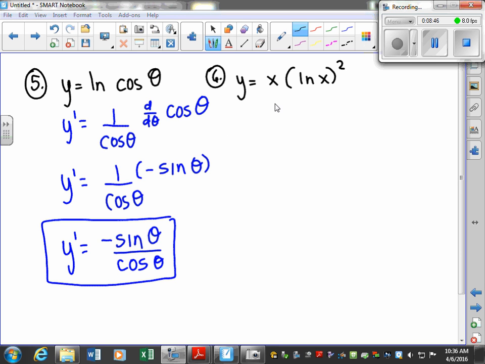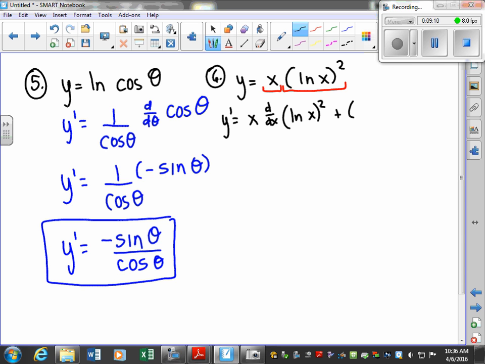Okay, so how many terms are in number 6? 2. So what's that mean we're going to need to do? Product rule. So I hope I have enough room for this. So y prime is just going to be first times the derivative of the second plus second times the derivative of the first. Okay, so that's just writing all the steps out. Now let's start calculating this.